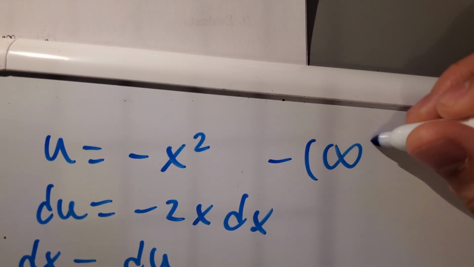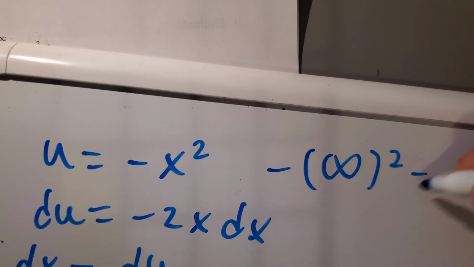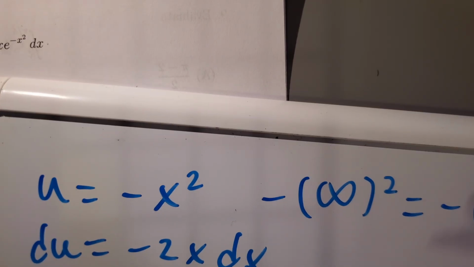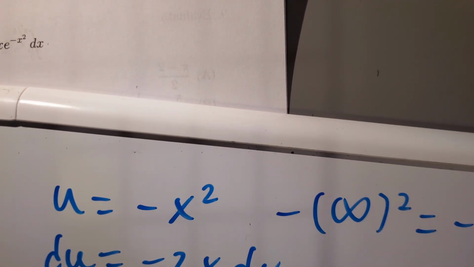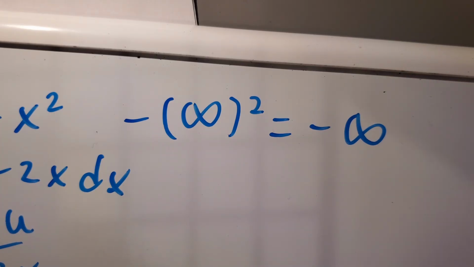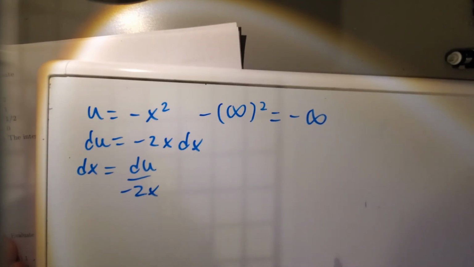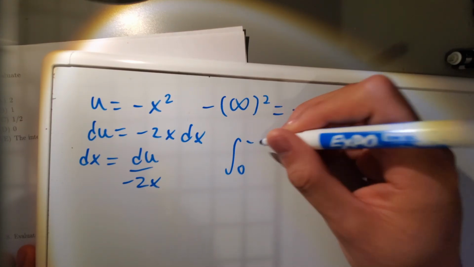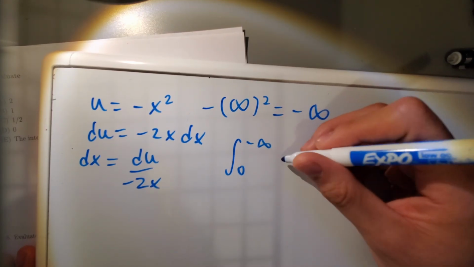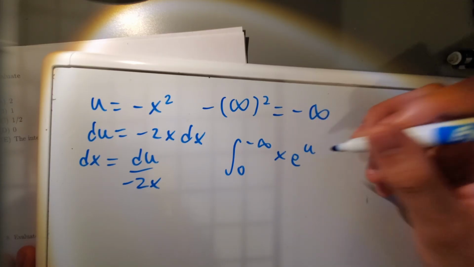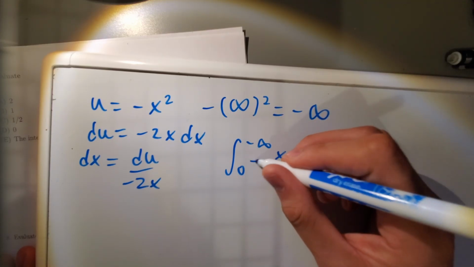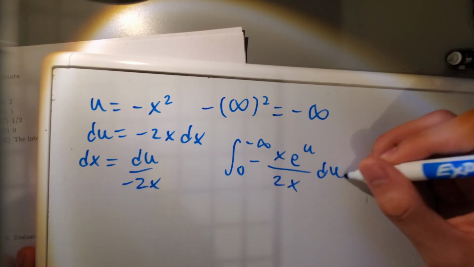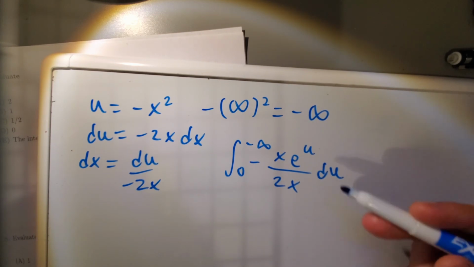Negative infinity squared is just equal to negative infinity, and then negative 0 squared is just 0. So the new integral is going to end up looking like the integral from 0 to negative infinity of x e to the u. Oh, and then also a negative here because we have a negative here. So over 2x du. So now the thing that's going to cancel out is right there.